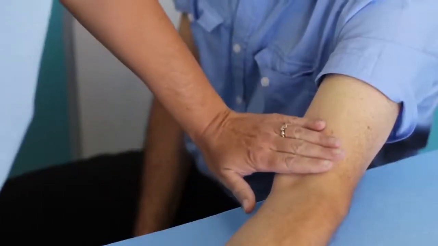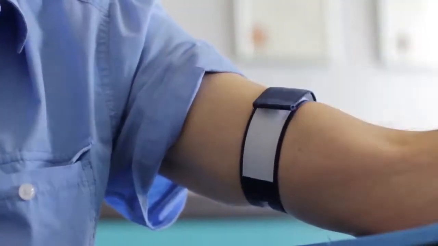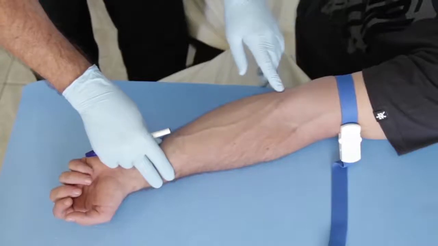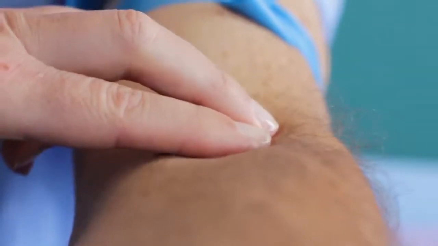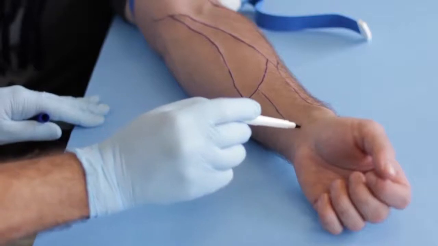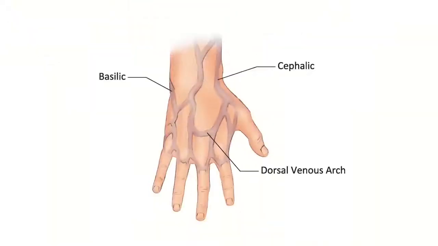Prepare your hands hygienically. Apply the tourniquet about 4 fingers above the elbow. Identify the veins of the front side of the arm by inspection and by palpation using the tips of your middle 3 fingers. Draw the veins on the arm with the skin marker pen.